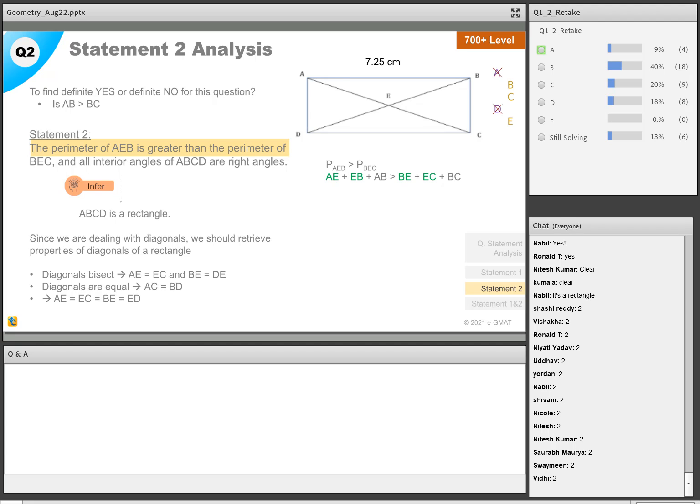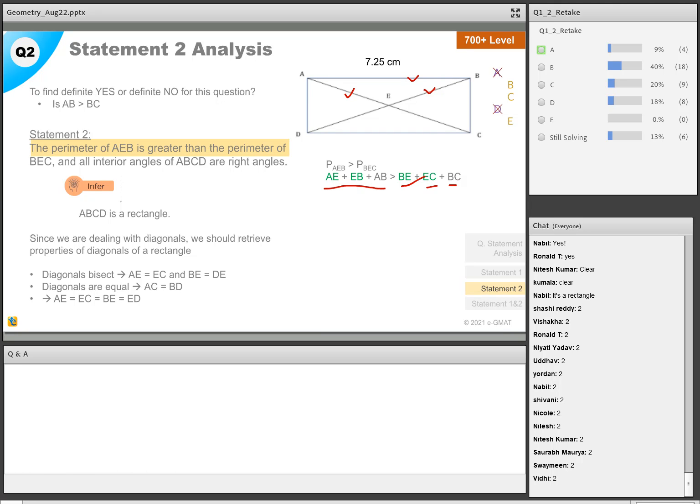Now, what's the formula for perimeter? We just add up the three sides, right? So in AEB, what are the three sides? AE, EB, and AB. For triangle BEC, what are the three sides? It's BE, EC, and BC. So these are the three sides of the two triangles.